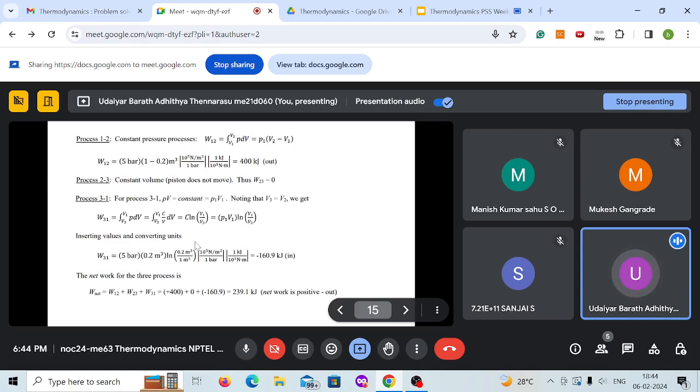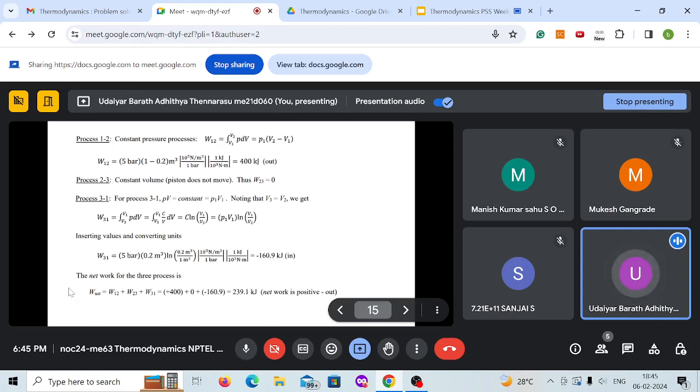Substituting, P1 is 5 bar and V1 is 0.2 into ln of 0.2 by 1 meter cube, and this is bar, so again multiply by 10 power 5 and divide by 1000 to make it kilojoules. It will come out to be minus 160.9 kilojoules. So here you have to do work to compress it from 1 meter cube to 0.2 meter cube along the PV equals constant relation of an isothermal process. So you have to do minus 160.9 kilojoules.